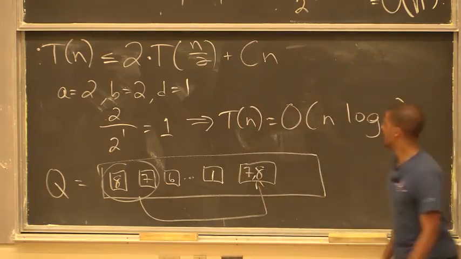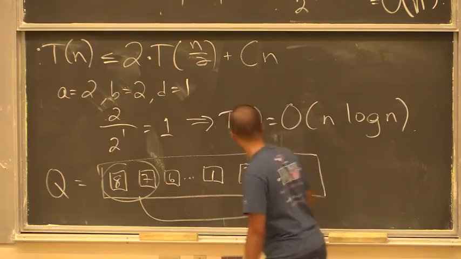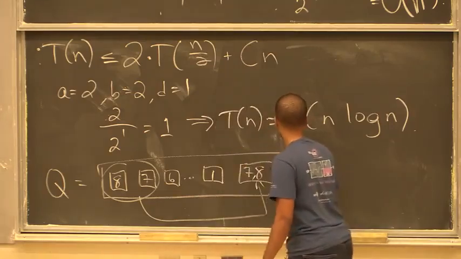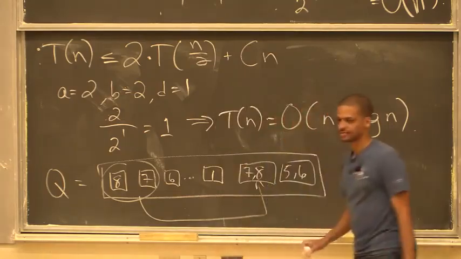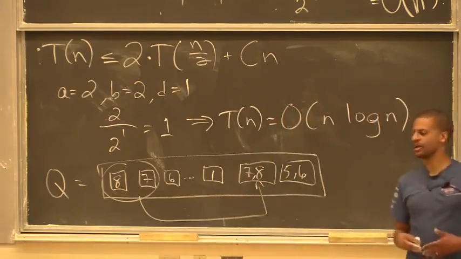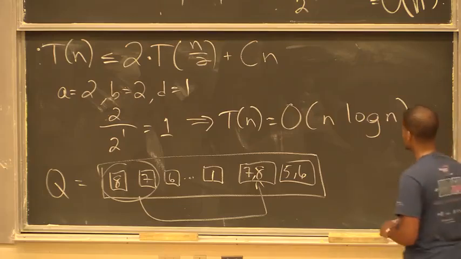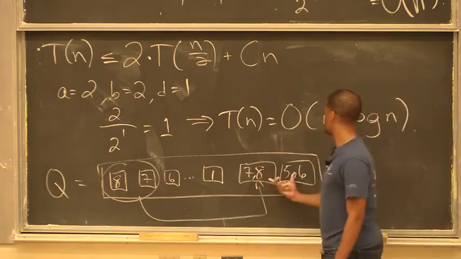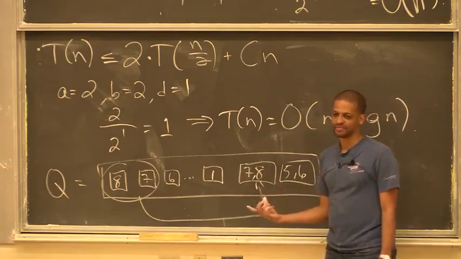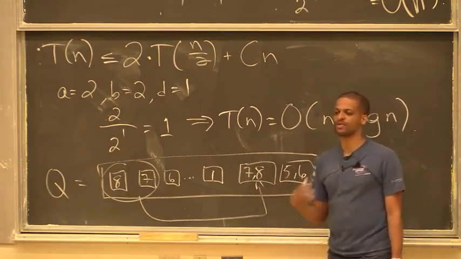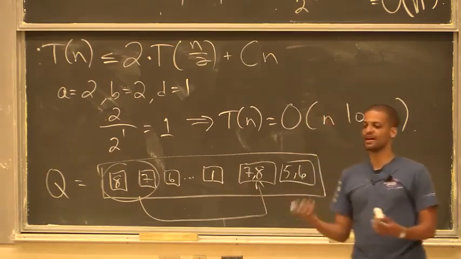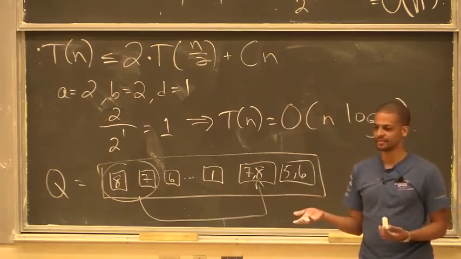Okay? And then you pop off the 6 and 5, merge them, put in 5, 6, etc. At some point, you're going to finish with all the size 1 lists, and then you start popping off the size 2 lists and merging them. Then you pop off the size 4s and merge them, until you're finally down to 1 list, which is everything sorted.